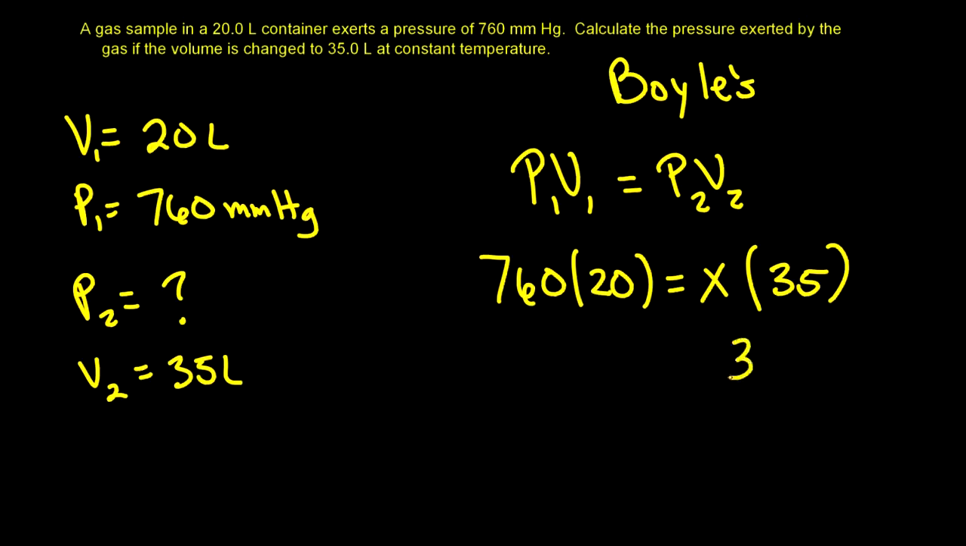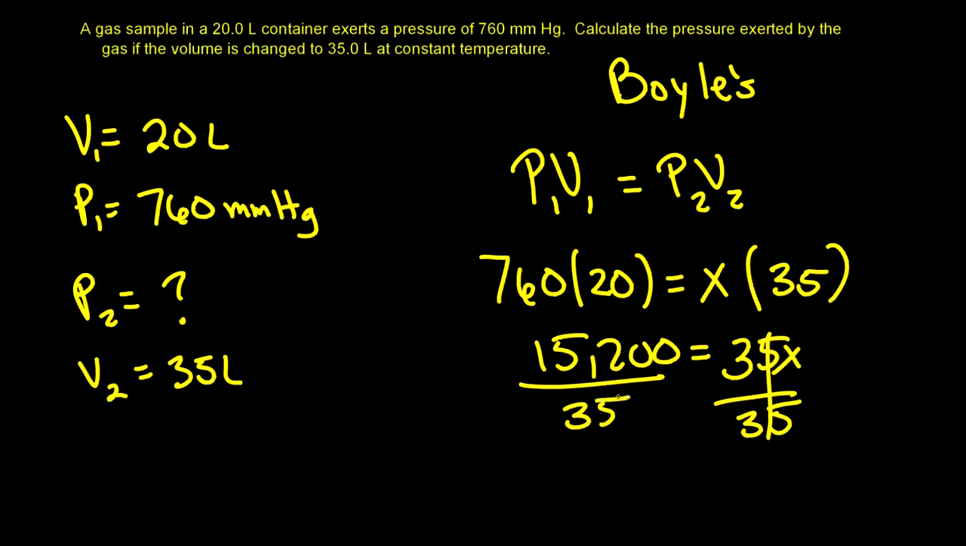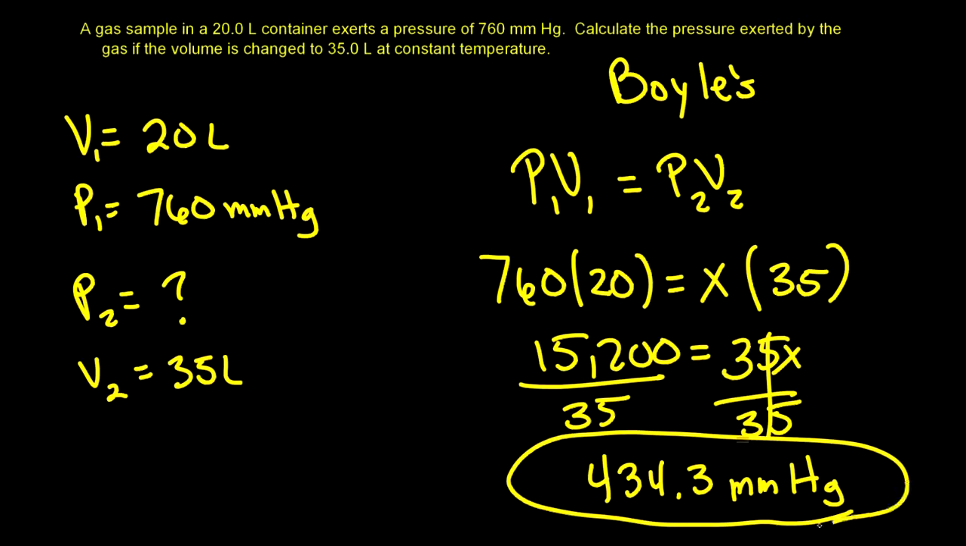35 times X, that's 35X. 760 times 20, 15,200. Divide by the value with X, 35 cancels out. 15,200 divided by 35, we get 434.3. Now I need a unit. We're solving for pressure, and my last pressure was millimeters of mercury, so this is also millimeters mercury. There's our answer.